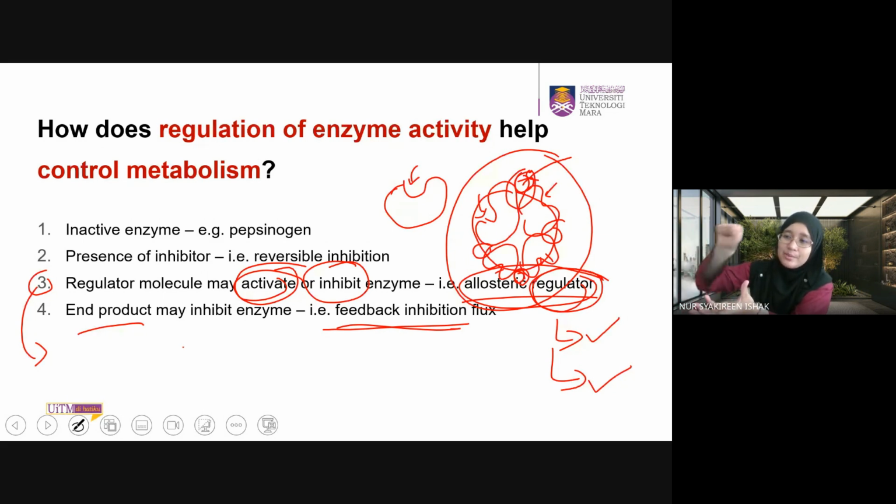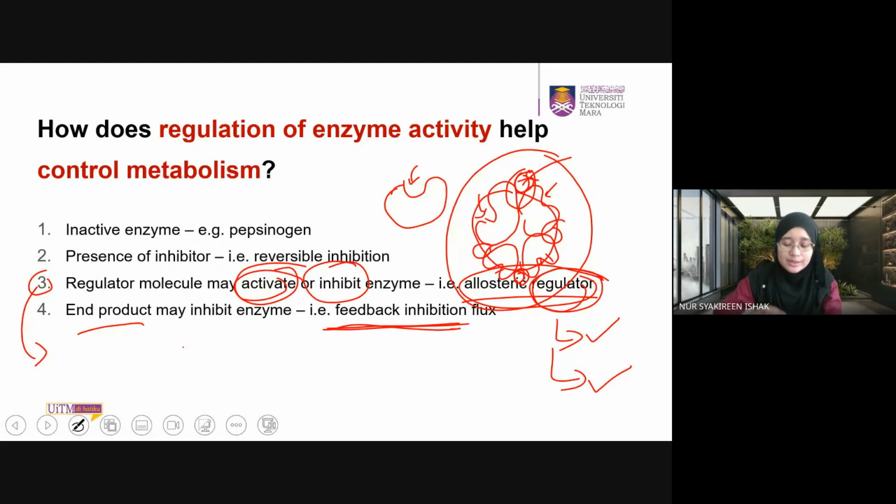So how does the end product stop the reaction? The end product will bind to the allosteric site of the first enzyme of the pathway and stop the reaction for a while to allow the cell to use that product. So that is feedback inhibition. We are going to look at the explanation later.